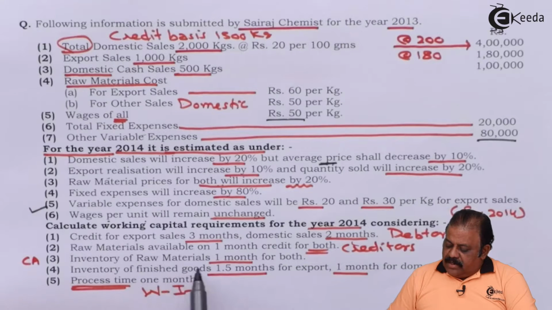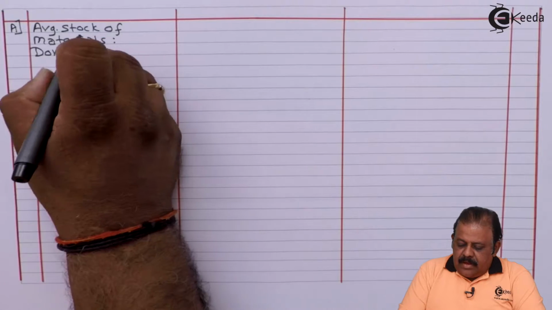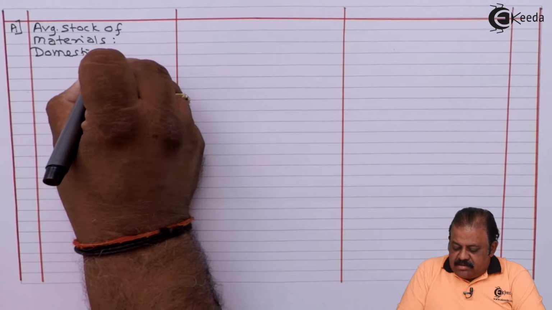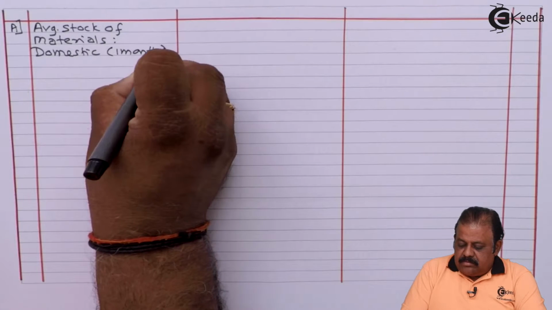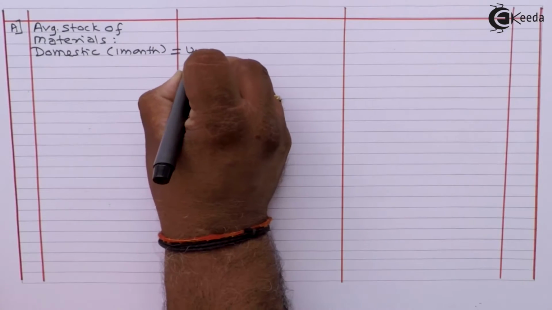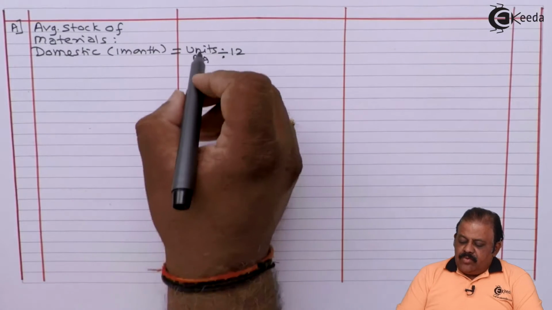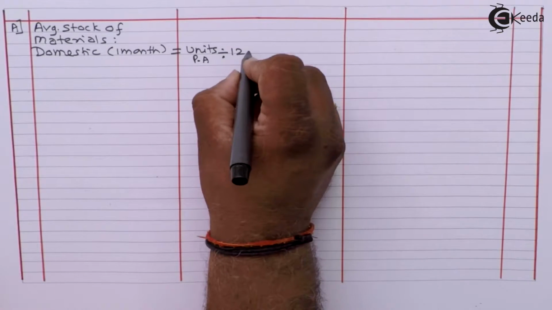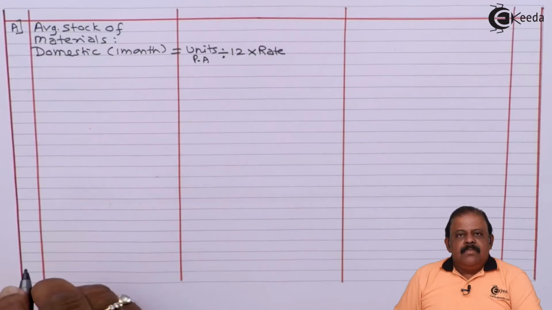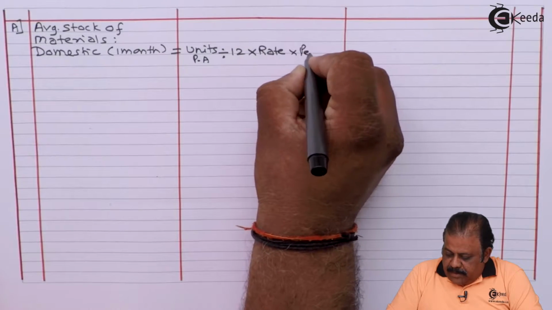Inventory of raw material 1 month for both, that is for domestic as well as for export market. Average stock of material domestic, 1 month. We have units per annum. We'll divide it by 12 to get per month units, multiplied by raw material rate, multiplied by period.